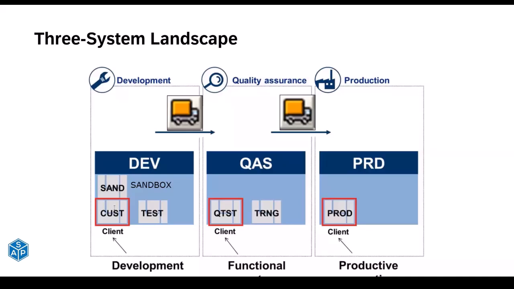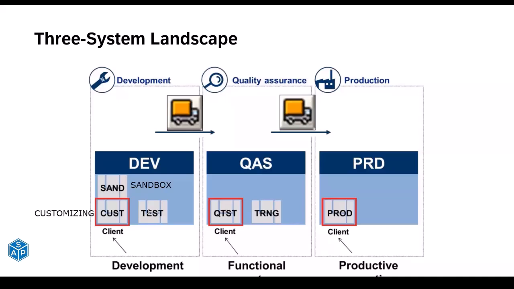Golden client means whatever changes you want to move from your development to your quality system will be made in your golden client. After making the changes in the golden client, they will be transported to your next system. So this is your customizing client. And the third one, as the name suggests, is your test client. So these are the 3 standard or common clients that you will find in the development environment.